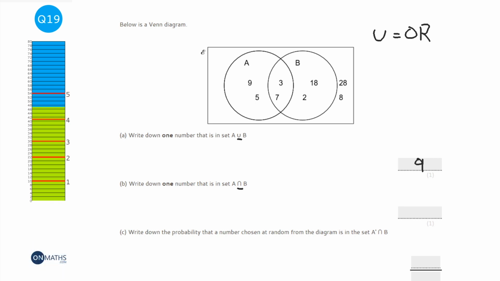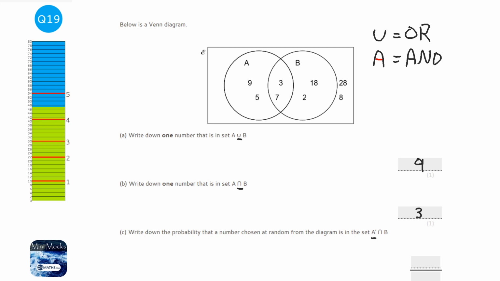This symbol here, I always view it as an and. I always put a little line there to say A for and. It means it needs to be in A and B. It can't just be in A, it can't just be in B. It needs to be in both. And there's two numbers that fit that bill, 3 and 7. So I could write 3 or I could write 7.